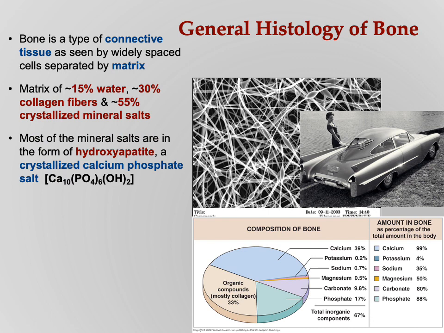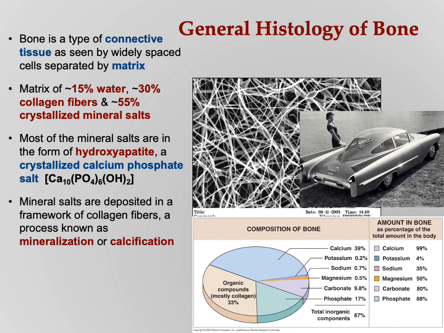Most of the mineral salts are in the form of hydroxyapatite, and that's the one we need to know. It's a crystallized calcium phosphate salt. And there you see the actual chemical formula of it. You don't have to know that, but just showing you it's calcium and phosphate, and you've got a bunch of OHs, a bunch of hydroxyls there, 2 of them. So the mineral salts are deposited in a framework of collagen fibers, a process known as mineralization or calcification.